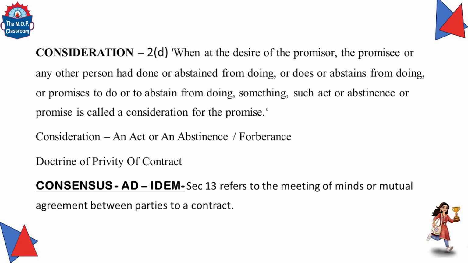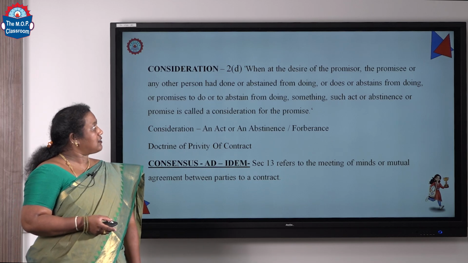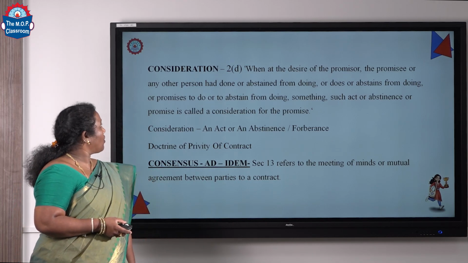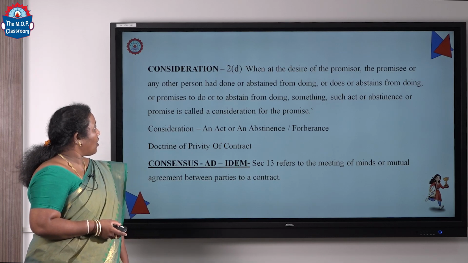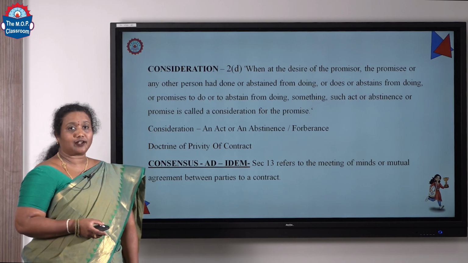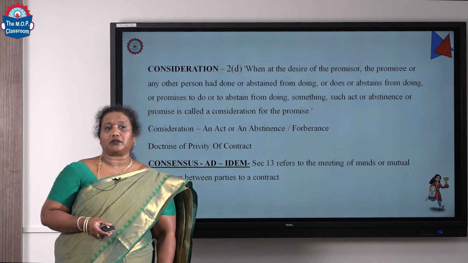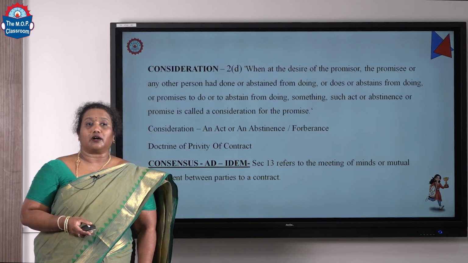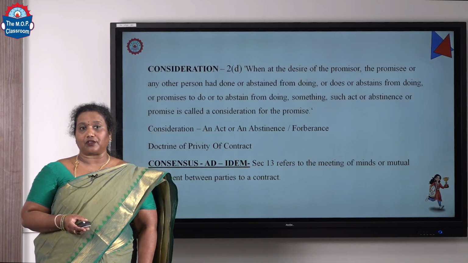Now let's go on to the next concept, consideration, under section 2(d). When at the desire of the promisor, the promisee or any other person has done or does or promises to do or abstain from doing something, such act or abstinence is called a consideration. From a technical point of view, consideration is otherwise called quid pro quo. It means something in return.